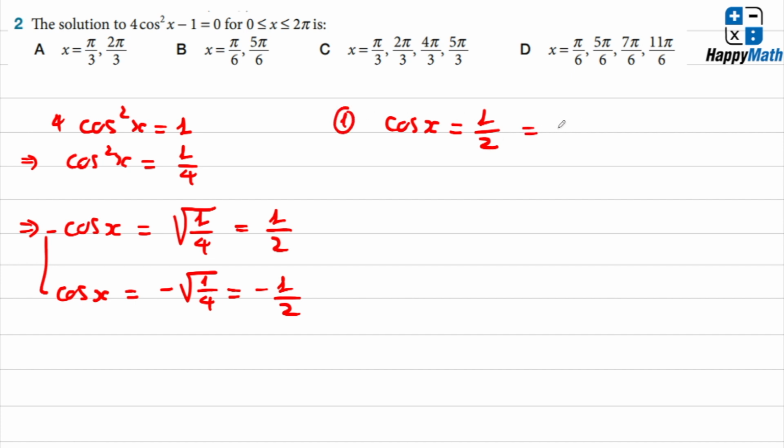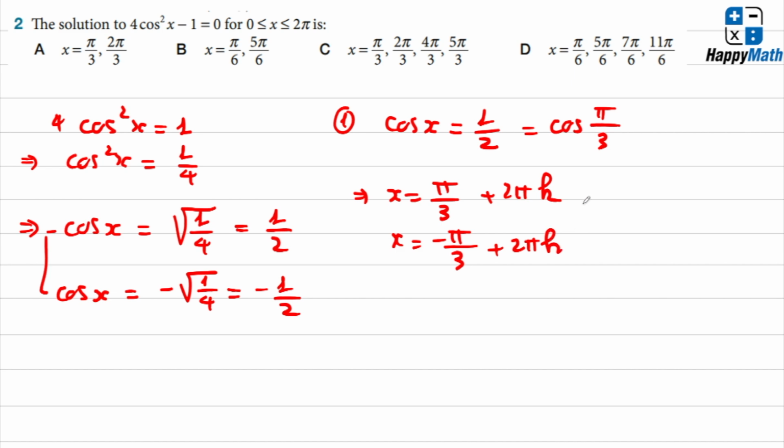This will become cos pi over 3. And then h equal to pi over 3 plus 2 pi k, and the next one is minus pi over 3 plus 2 pi k. And now positive less than 2 pi, so h only equal to pi over 3, corresponding k equal to 0. And the next one, k equal to 1. When you got k equal to 1, 5 pi over 3.